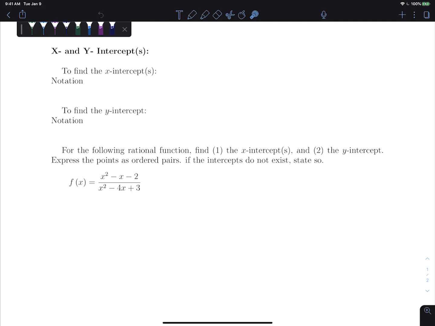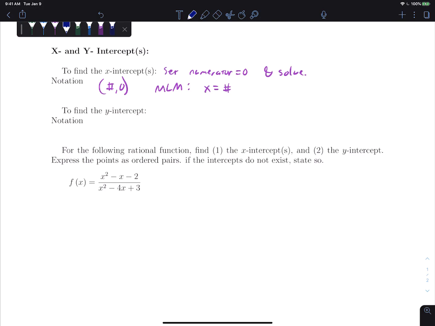Hello. In this video, we're going to start talking about x and y intercepts for rational functions. So, to find the x-intercepts, we're going to set the numerator equal to 0 and solve. Now the notation will be just some number comma 0. Now notice that in MyLabMath, it's just x equals the number itself, the actual x-intercept. Now technically these would be zeros, right? Because it's where it's crossing the x-axis.